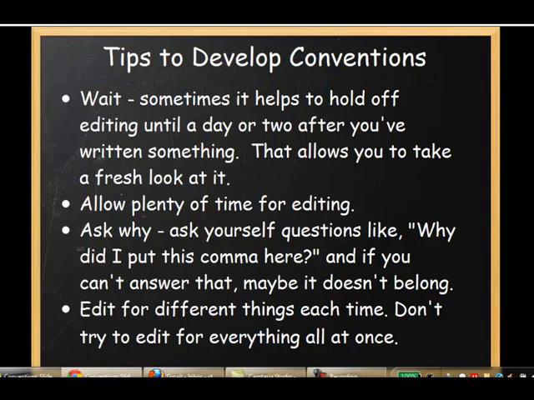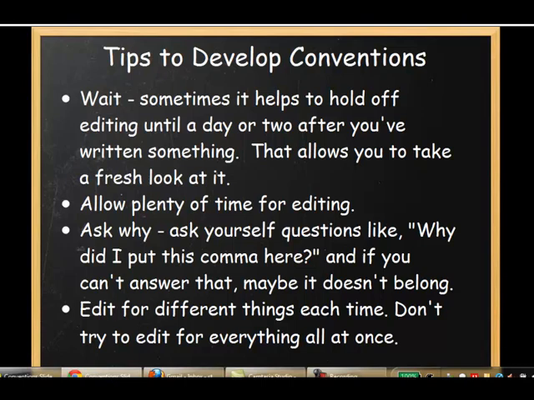Edit for different things each time. Don't try to edit for everything at once. I will tell you often that if you give me something to be proofread, I only proof for one or two things. Content could be one thing. Flow, you could pick a trait or two to look at, maybe word choice. But don't try to look at them all at one time because you will miss them.